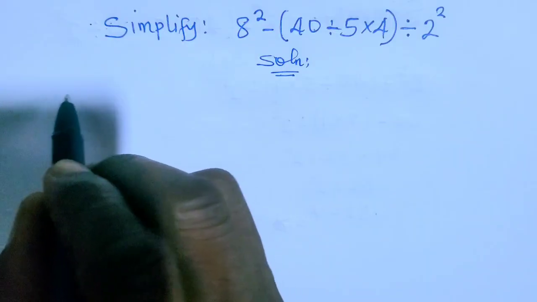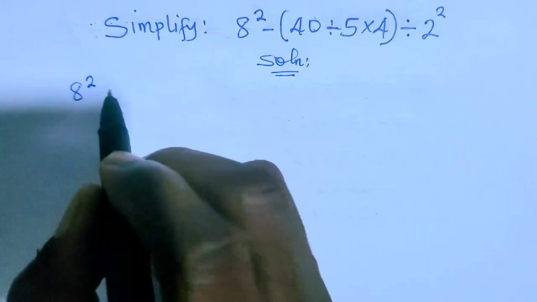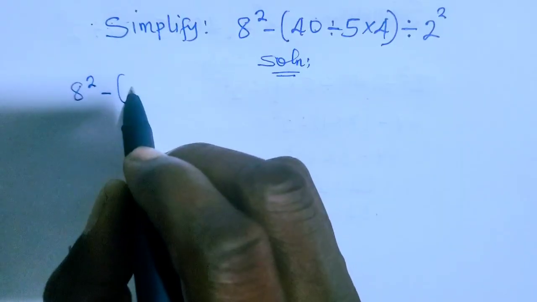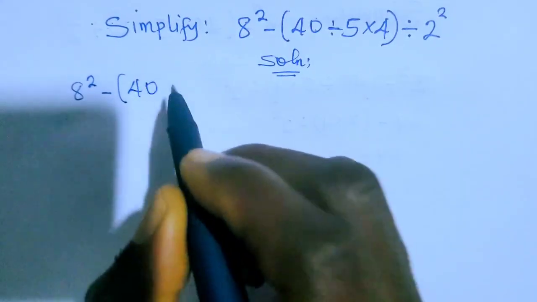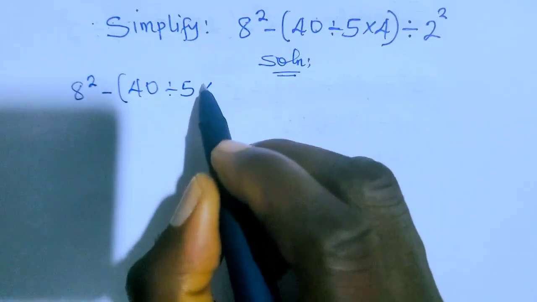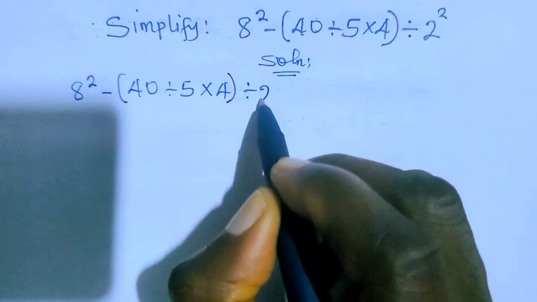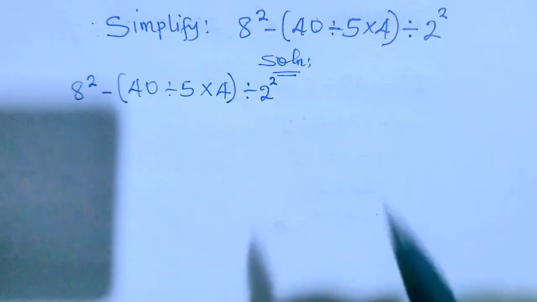The question: we have 8 to the power of 2 minus, in parentheses, 40 divided by 5, multiply by 4, divided by 2 to the power of 2.